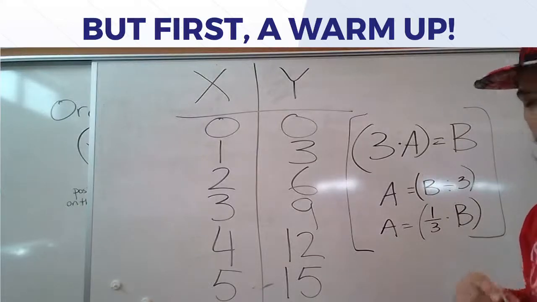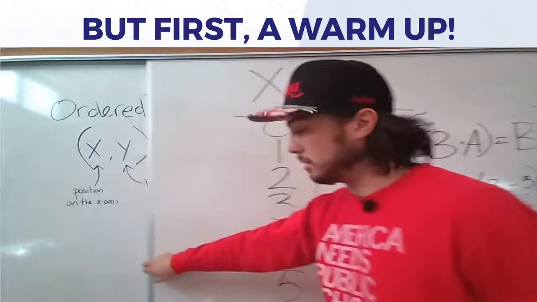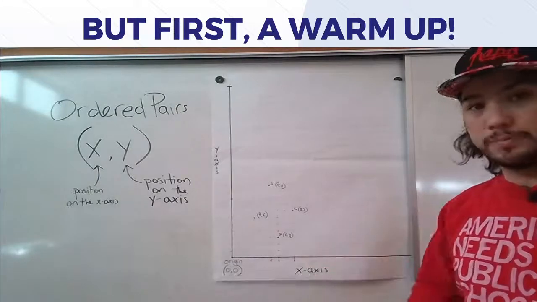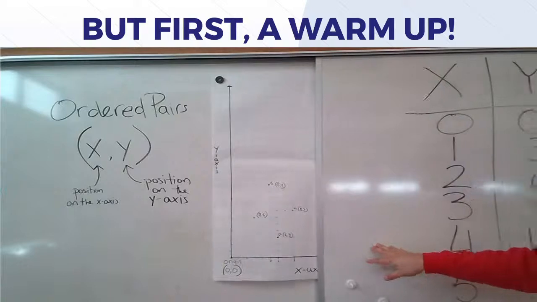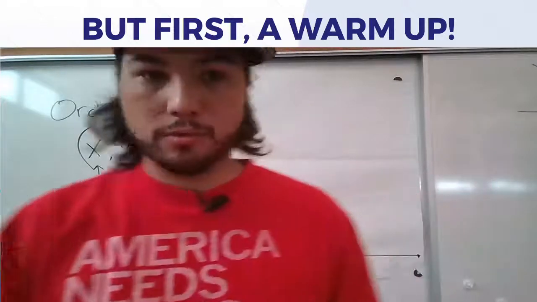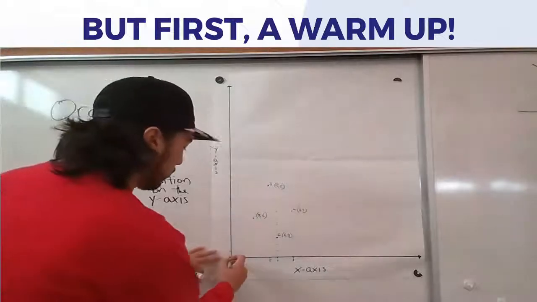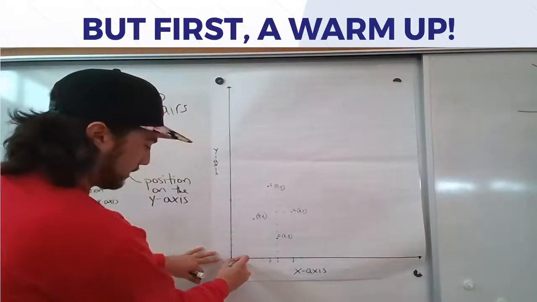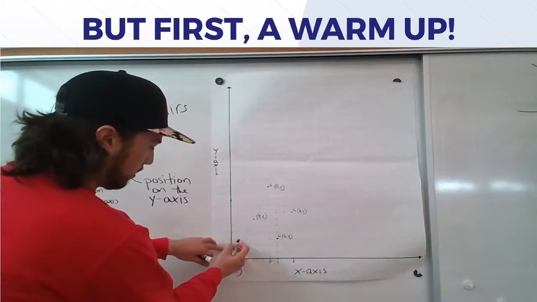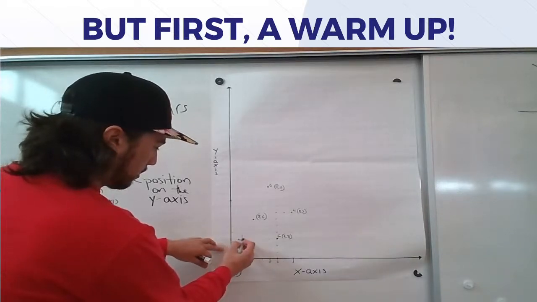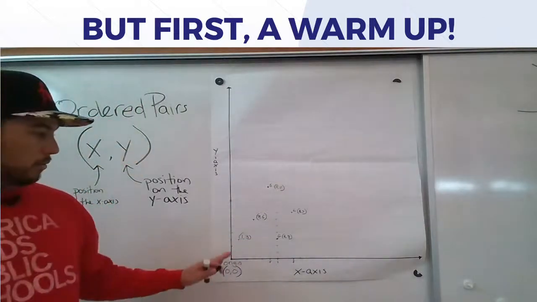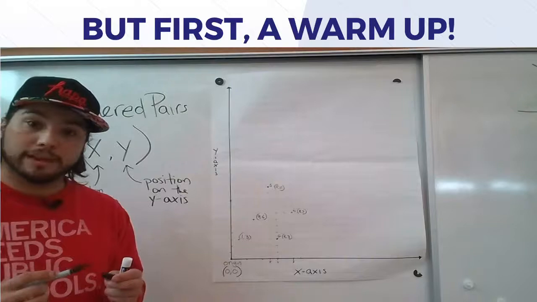So if x equals 0, y would also equal 0, right at our origin, right? x equals 1, y equals 3. So we would go over 1 on the x-axis, and then 3 on the y-axis, and right where they meet, there's our (1, 3). Okay, and then it would go from there.